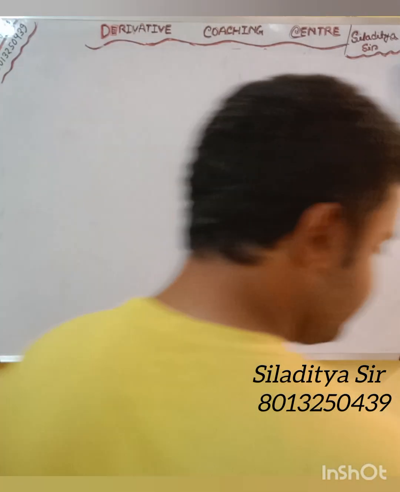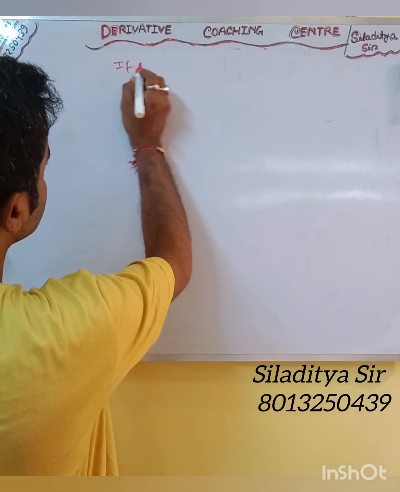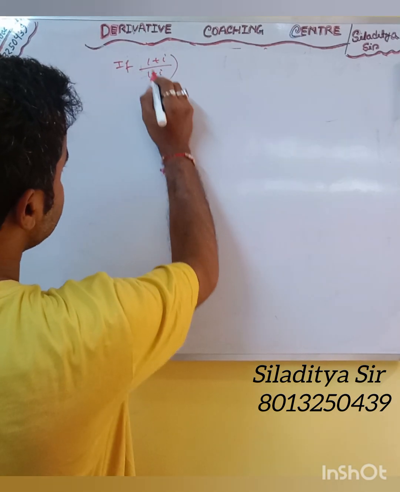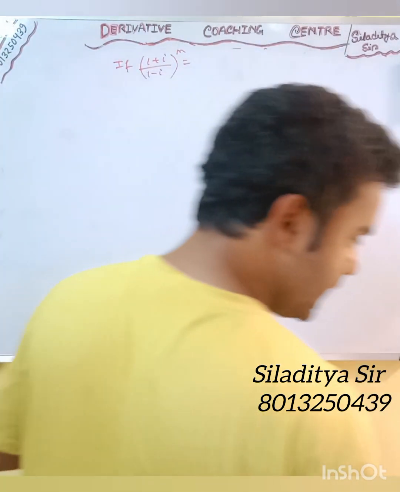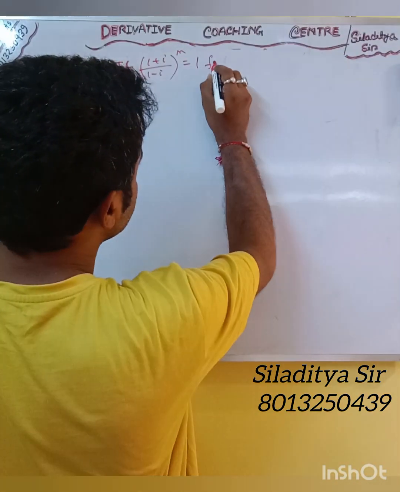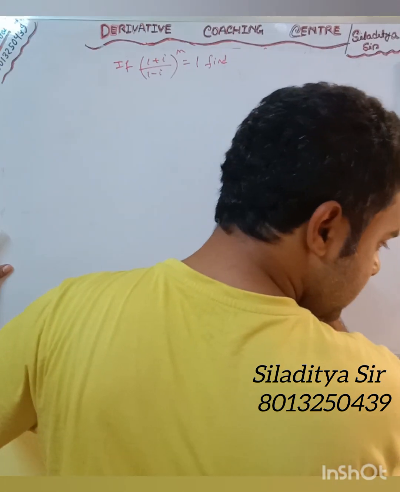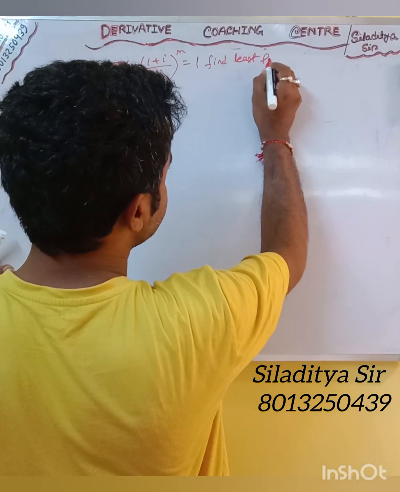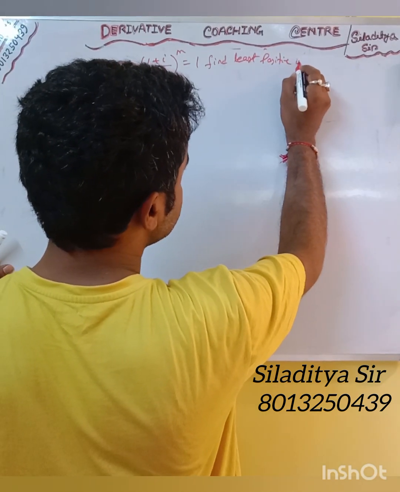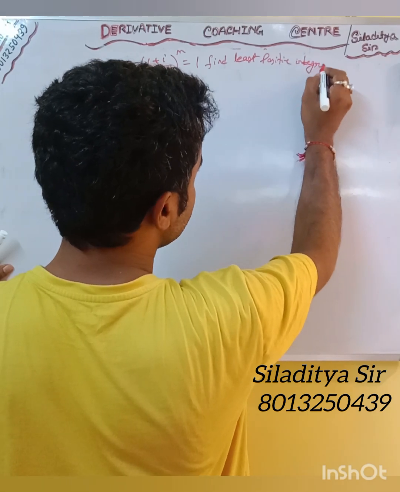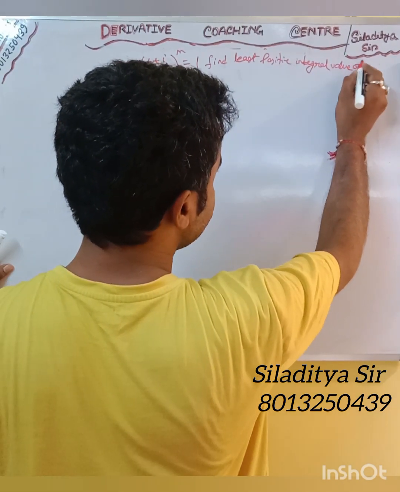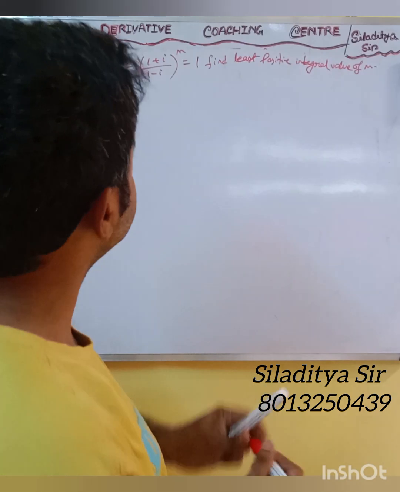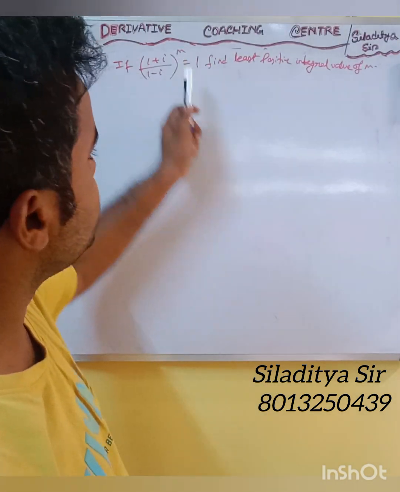Okay, if 1 plus i by 1 minus i whole to the power m is equal to 1, find the least positive integral value of m. So now this is the problem. Find the least positive value of m for which 1 plus i by 1 minus i whole to the power m is equal to 1.